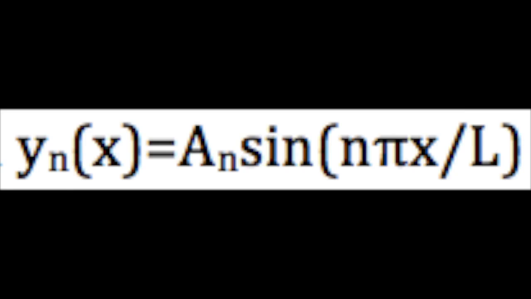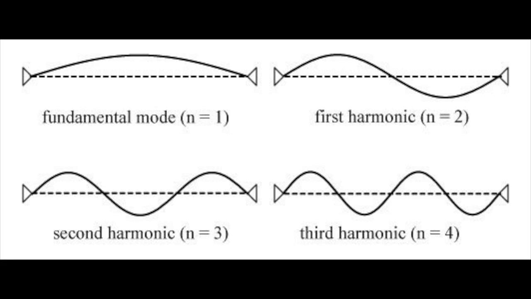The mode of a wave can be calculated or graphed using the function y_n(x) equals A_n sin(nπx/L), where y_n(x) is the height of the wave as a function of the position x on a string. A_n is the amplitude, and n is the mode number. If we look again at this diagram, we can see that there are nodes, or points of zero amplitude, at intervals of L over n along the length of the vibrating string. These points are what allow pitch harmonics to work.